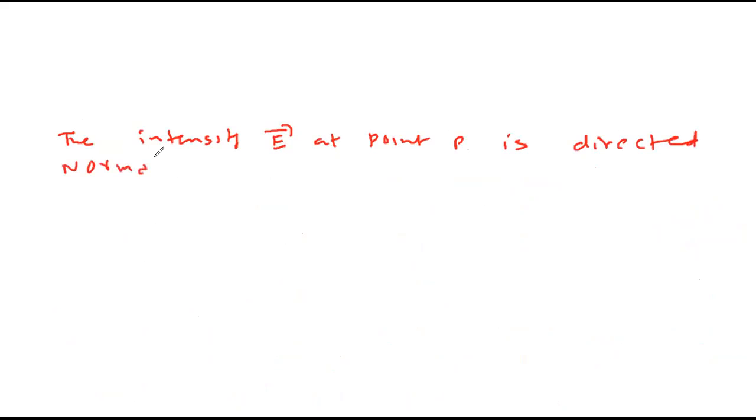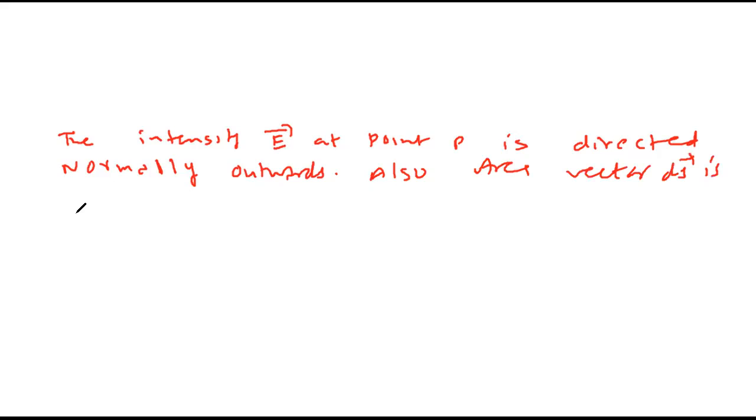The intensity E bar at point P is directed normally outwards, because the radius of the sphere is perpendicular. Also, the area vector dS bar is directed normally outwards.